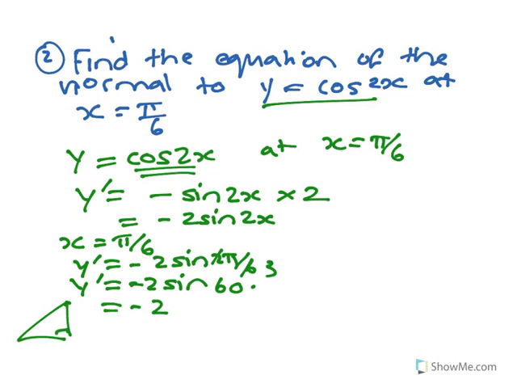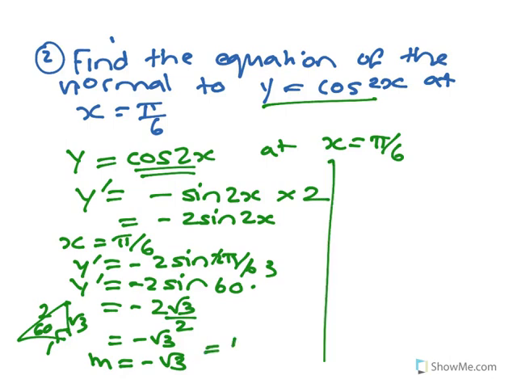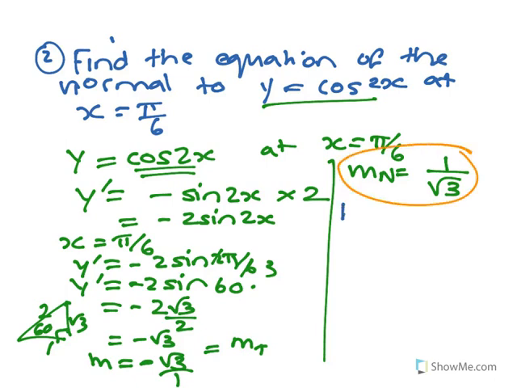Now sine 60, if we think about your triangle, there's 60, root 3, 1, 2. So sine 60 is root 3 on 2, so that's equal to minus root 3. So the gradient is minus root 3. So that is the gradient of the tangent. So the gradient of the normal would be the negative reciprocal of that, so the minus has to go to a plus, and the root 3 on 1 goes to 1 on root 3. So that's the gradient of the normal.